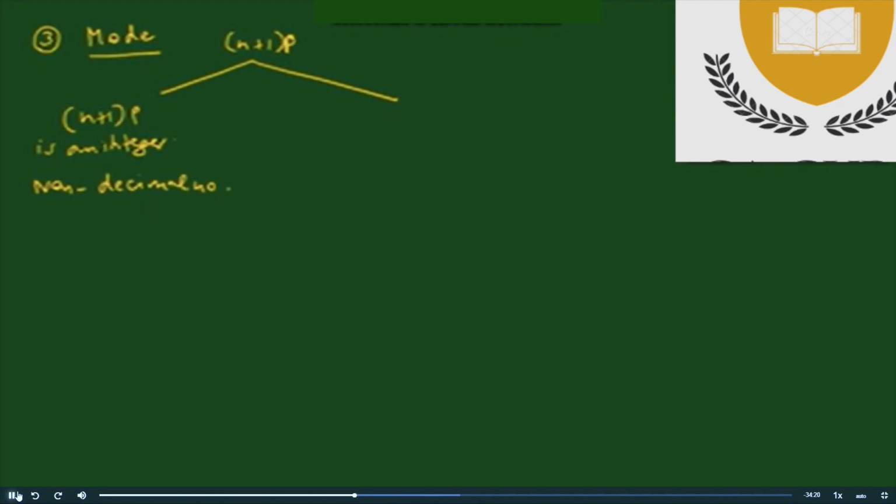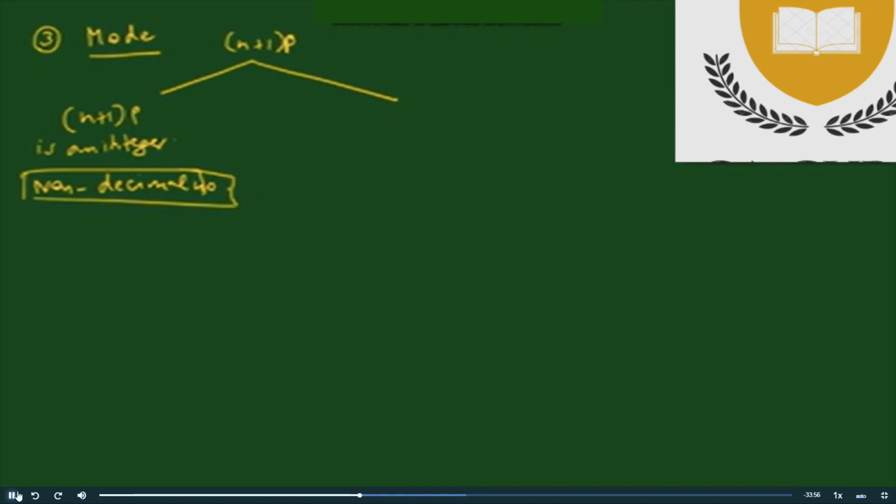A non-decimal number is called an integer. So for example 4, 5, 6 like that. If your (n plus 1) into p is an integer, then you will end up having two modes. How? I will tell you. Before that, first write down that (n plus 1) into p can be either of two cases.